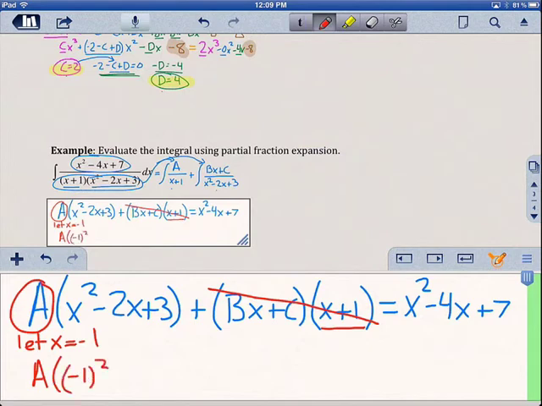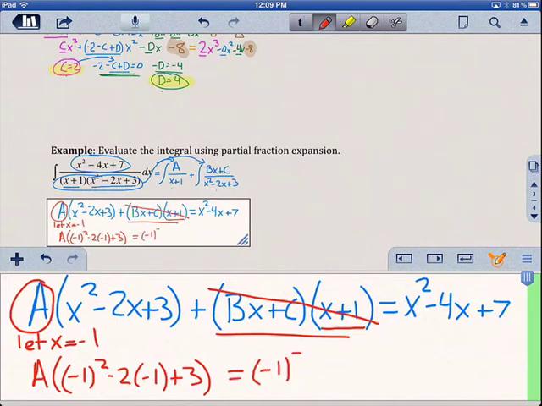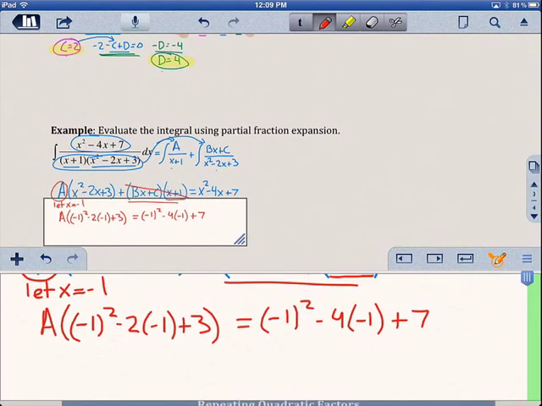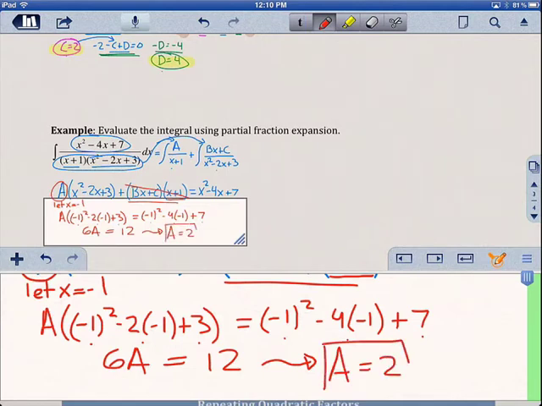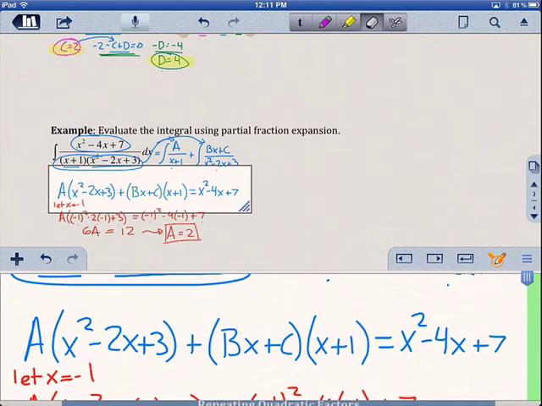So we get -1 squared minus 2 times -1 plus 3. Again, we said this term is gone, so this is going to equal -1 squared minus 4 times -1 plus 7. And when we simplify here, this becomes 1 plus 2 plus 3, so that's 6. So we have 6A equals, well, this will be 1 plus 4 plus 7 equals 12. So that gives me A equals 2. Okay, so that looks like all we're going to be able to cancel out.